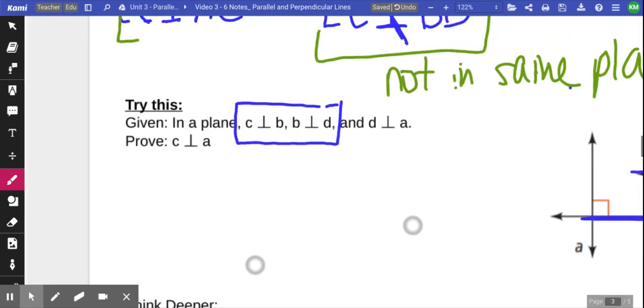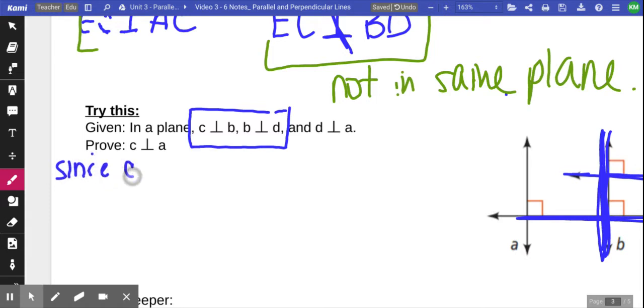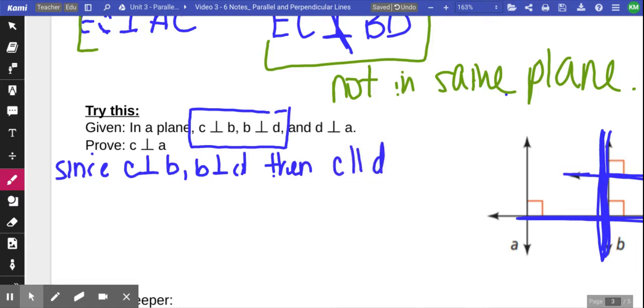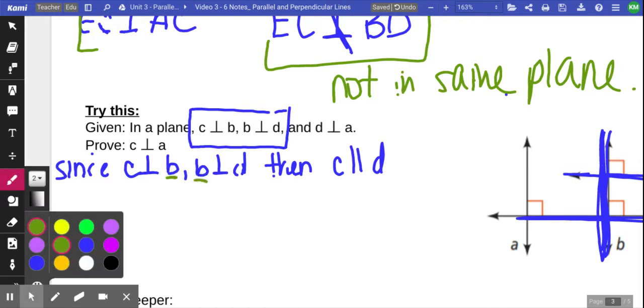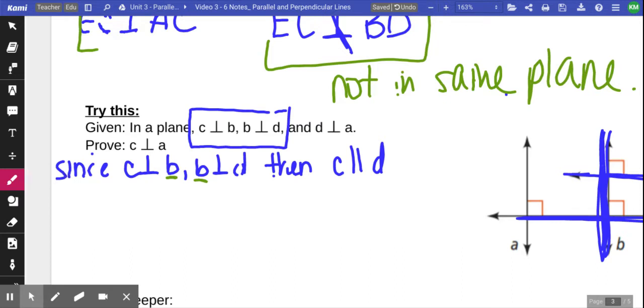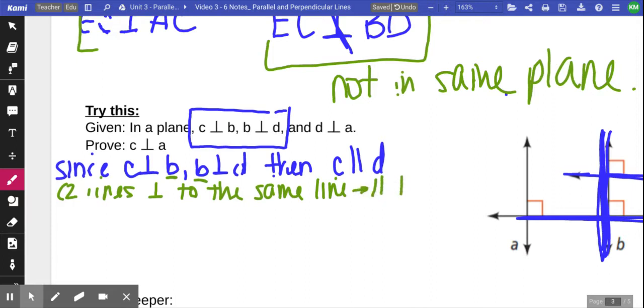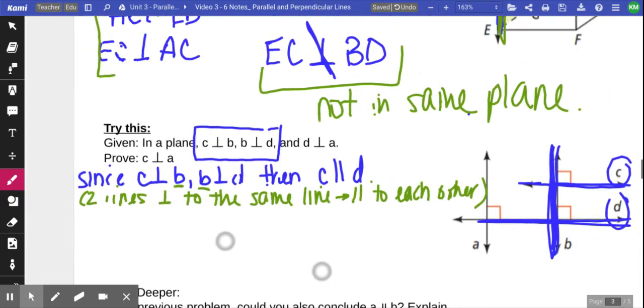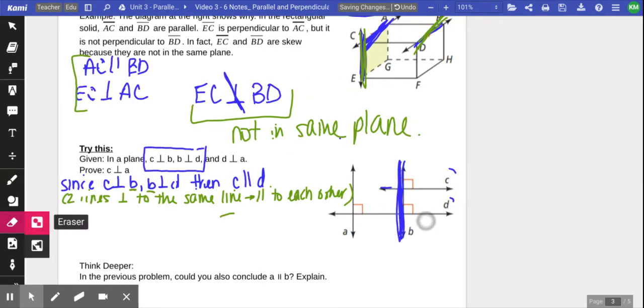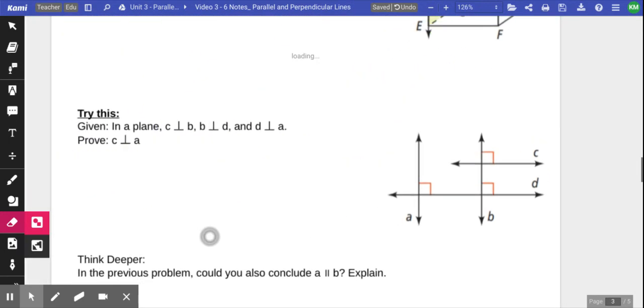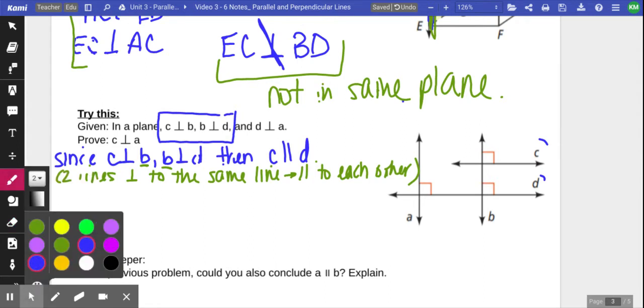So let's write that out. We're going to write: since C is perpendicular to B and B is perpendicular to D, then C is parallel to D. We know this and we can see they're both perpendicular to the same line. And right underneath, I'm going to write the theorem that justifies that: two lines perpendicular to the same line means that they are parallel to each other. Okay, make sure you get this down. Let's see what we can do next.